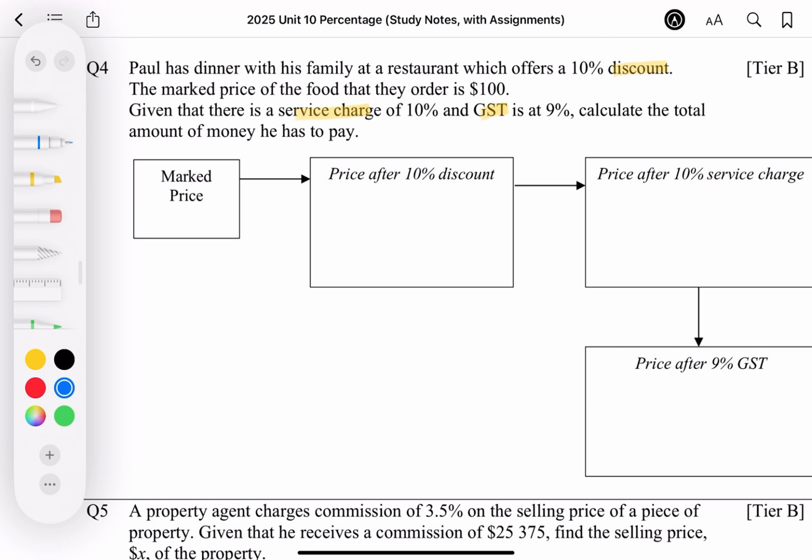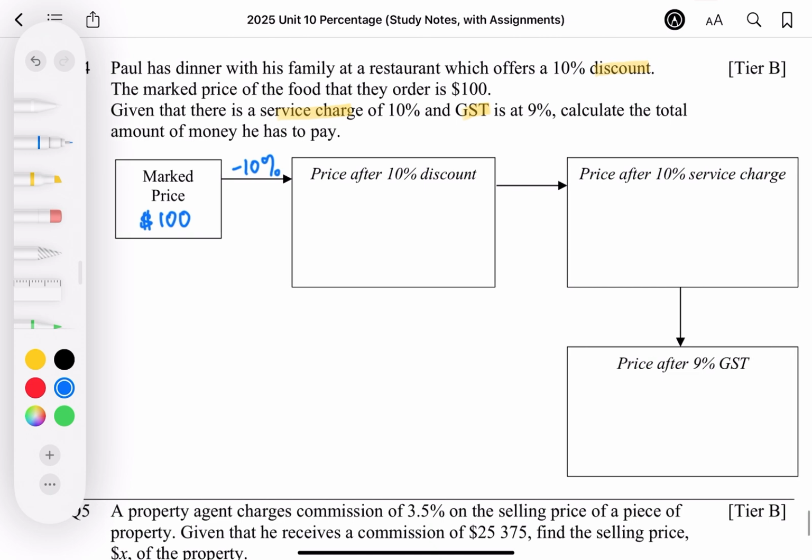First, we are told that Paul has dinner with his family and this restaurant offers 10% discount. So we write down here 10% discount after the market price, which turns out to be $100. Then we are told that there is a service charge. For the service charge, it is going to be charged to the amount after the discount, right? And then followed by 9% GST.